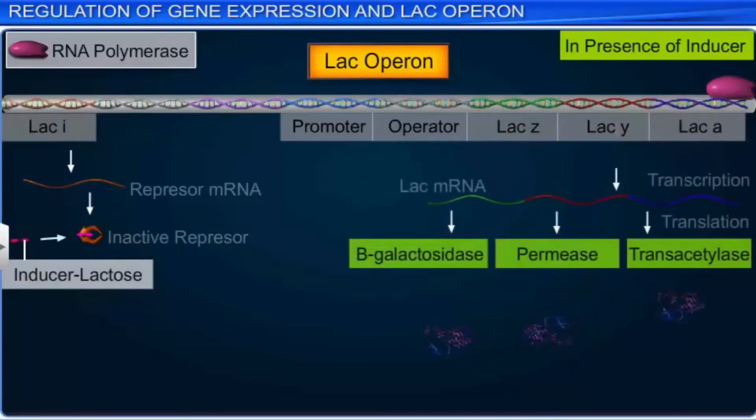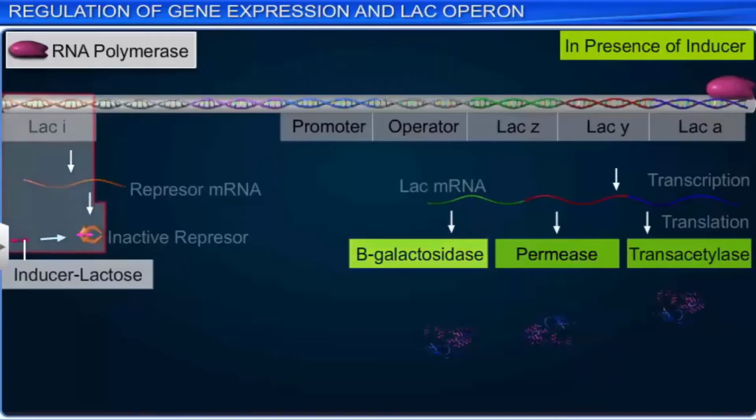Thus, regulation of the lac operon is an example of regulation of enzyme synthesis by its substrate, that is, synthesis of the enzyme beta-galactosidase by its substrate lactose. This regulation of the lac operon by the repressor is called negative regulation.